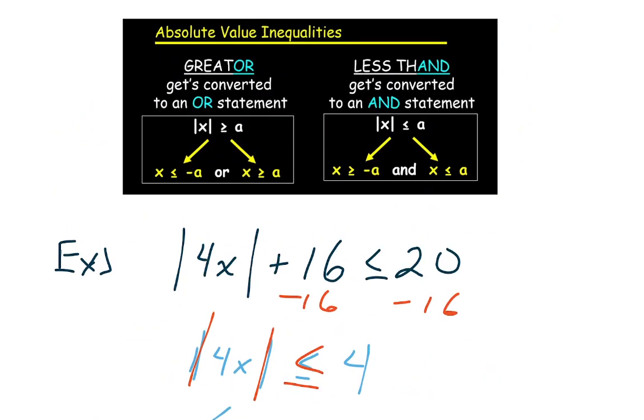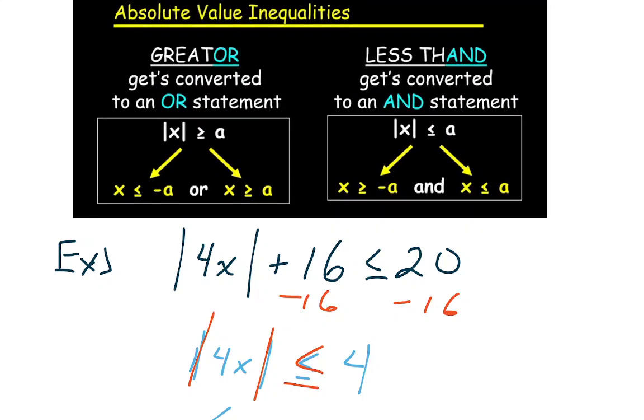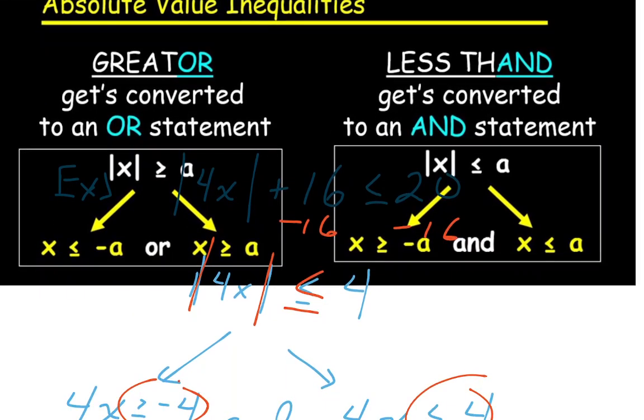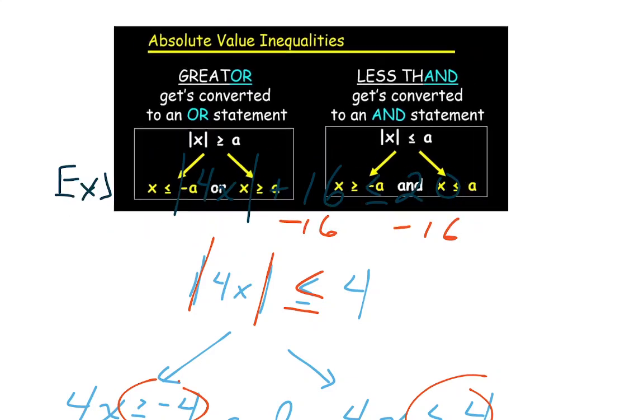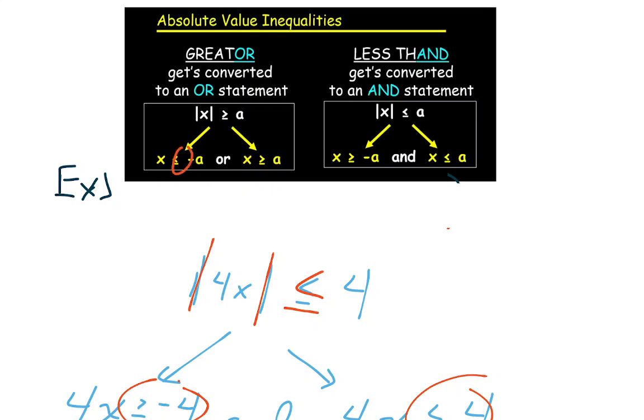So, we have two situations. We have a greater than. When you have a greater than, you're going to split it to be greater than the positive, which is basically the same thing. And then you're going to flip the sign to be less than the negative. And then over here, when I have a less than sign, I'm going to split it so that it's less than the positive.